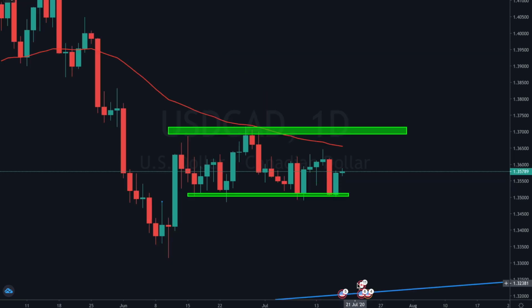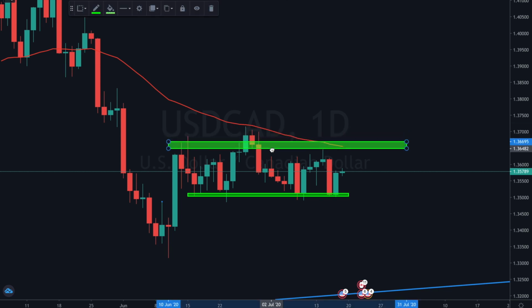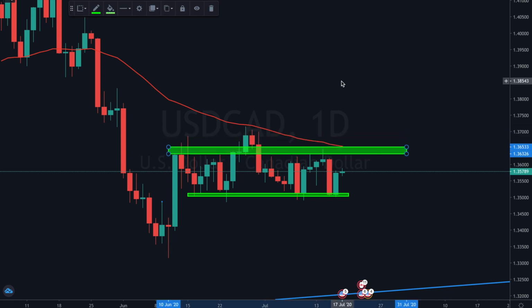So here's daily time frame. And as you can see, for now we could even adjust our consolidation, meaning that we could move this resistance right here, and it is respected multiple times. And it also lines up with the 50 EMA on the daily right here.